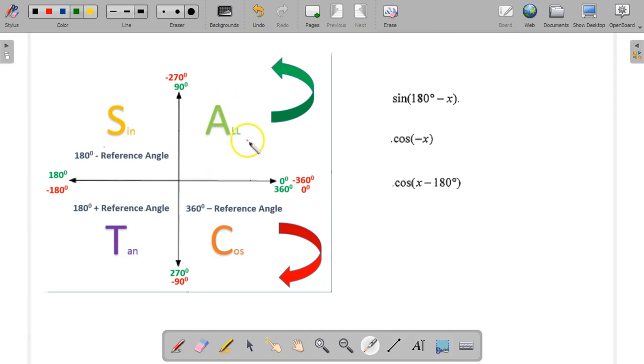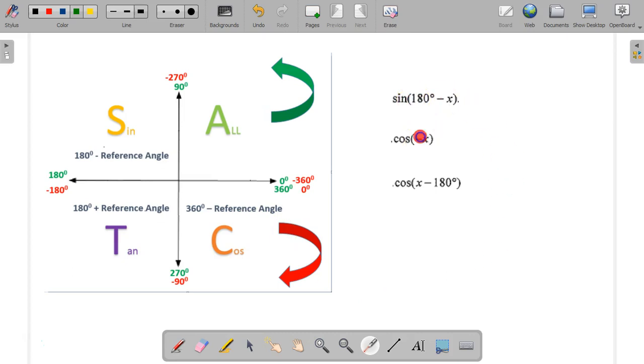Now, if you can remember this, it is going to help you a lot in reduction of angles, but I just want to show you another thing as well. If I have a reference angle, and I'm in the second quadrant, this corresponds to 180 minus the reference angle. If I have the third quadrant, that's 180 plus the reference angle, and if I'm in the fourth quadrant, that's 360 minus the reference angle.